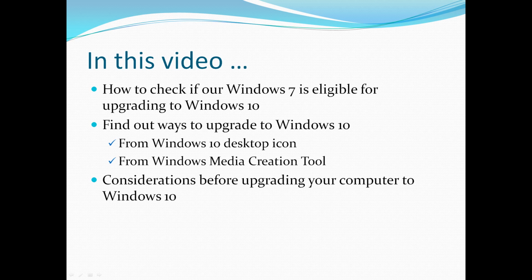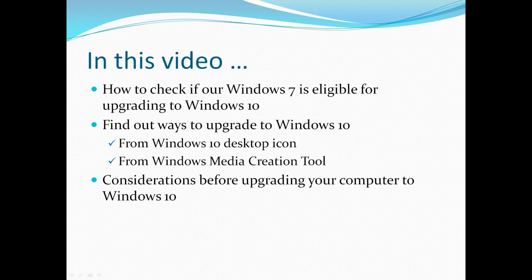One is using the desktop icon on the bottom right side of your screen in the tray notification area. If you click on that icon just one time, a small window will pop up, and from there you can upgrade your computer. You will follow basically the same steps using the Windows Media Creation tool.